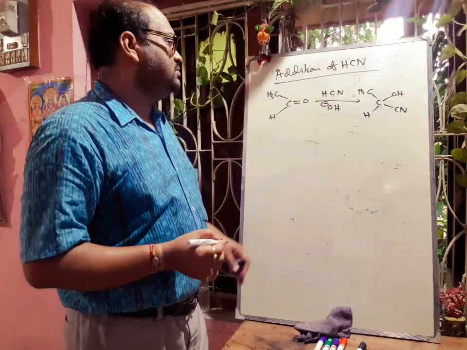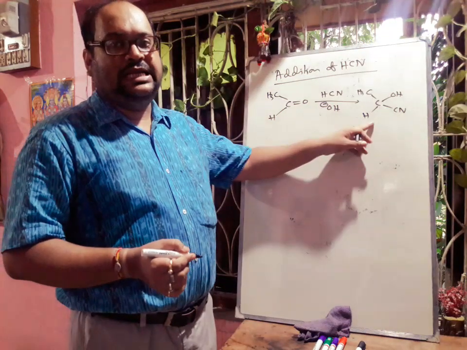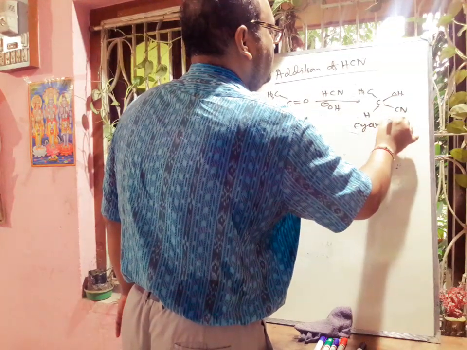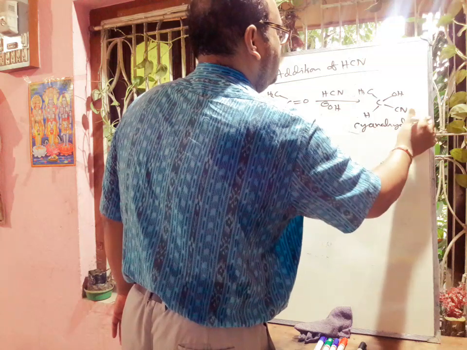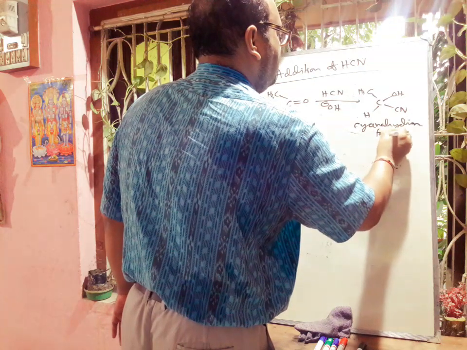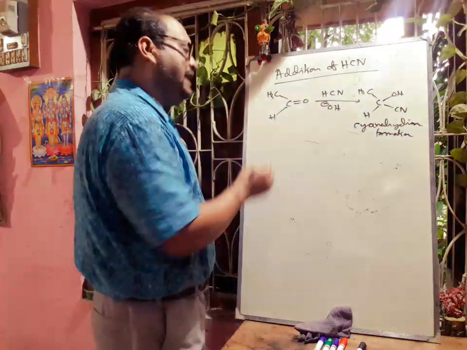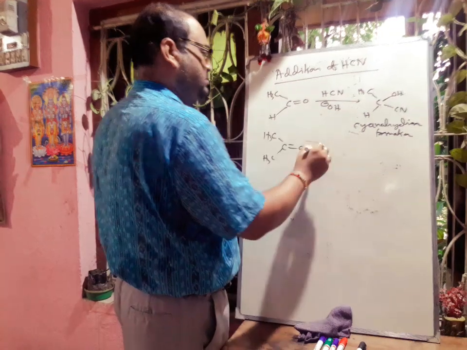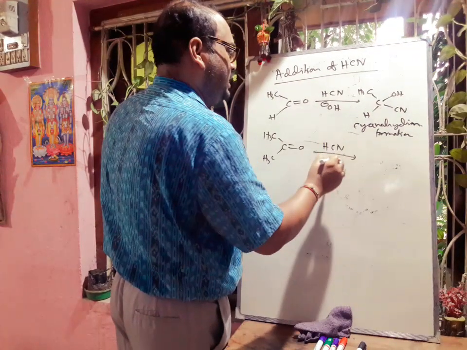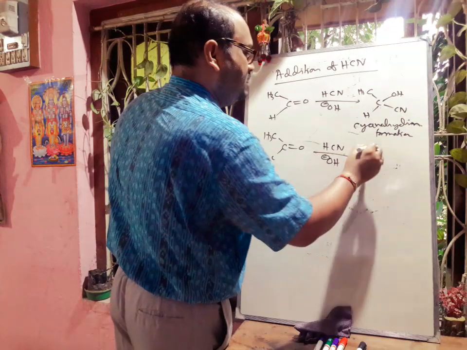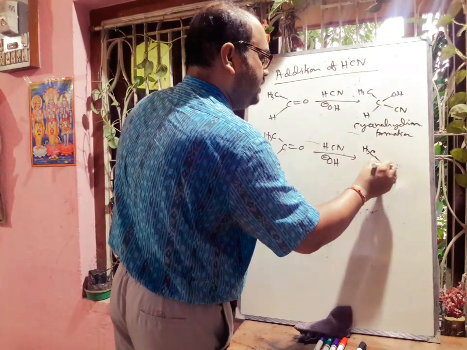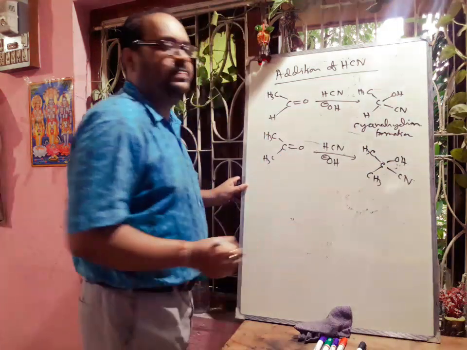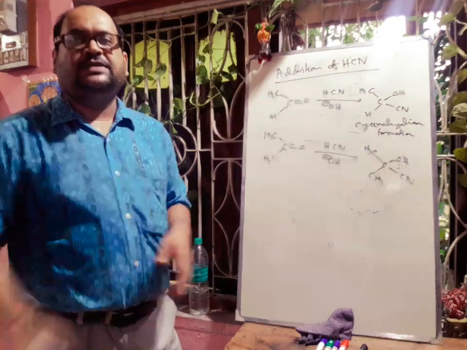So this is called acetaldehyde cyanohydrin. This is cyanohydrin formation. If we take acetone, that means a ketone, they have the same reaction. HCN and OH minus, definitely there will be the same type of reaction. Here also there is formation of cyanohydrin.